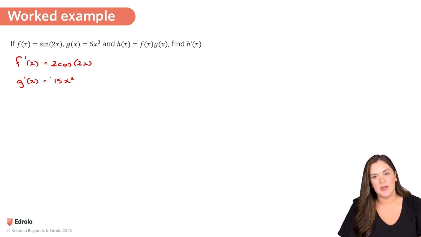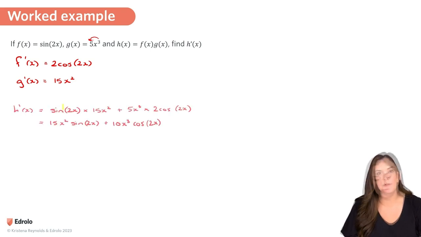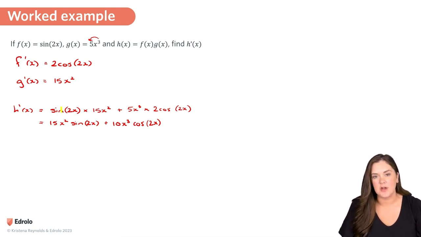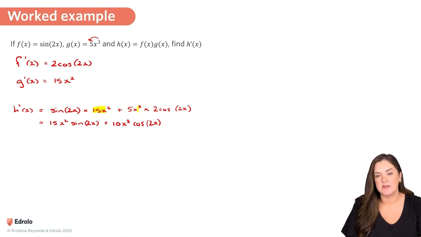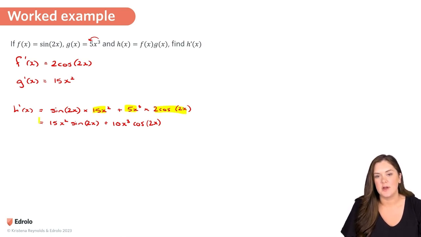And then differentiating g, we get 15x squared. For g, we bring the 3 to the front, multiply by the 5. That's how we get the 15. And then we take away 1 from the power, so 3 take 1 is 2. That's how we get 15x squared. So putting that all together, we have the derivative of h equals f of x, so sine 2x, multiplied by the derivative of g, which is our 15x squared. And then adding g of x, which was our 5x cubed, multiplied by the derivative of f, so the 2 cos 2x. Simplifying that, we get 15x squared sine 2x, and then adding 10x cubed cos 2x.